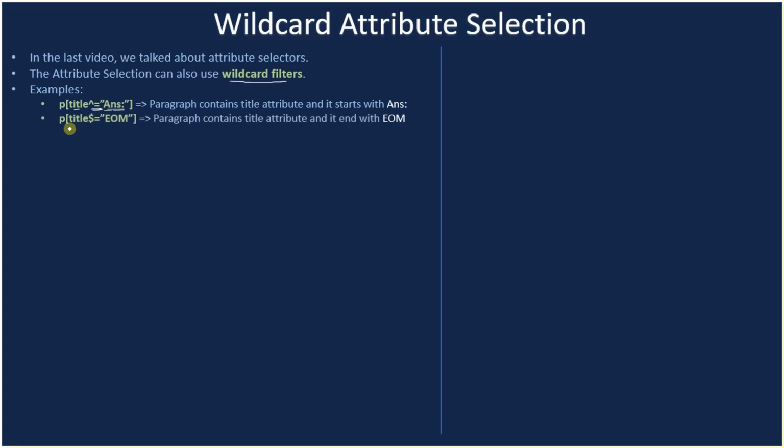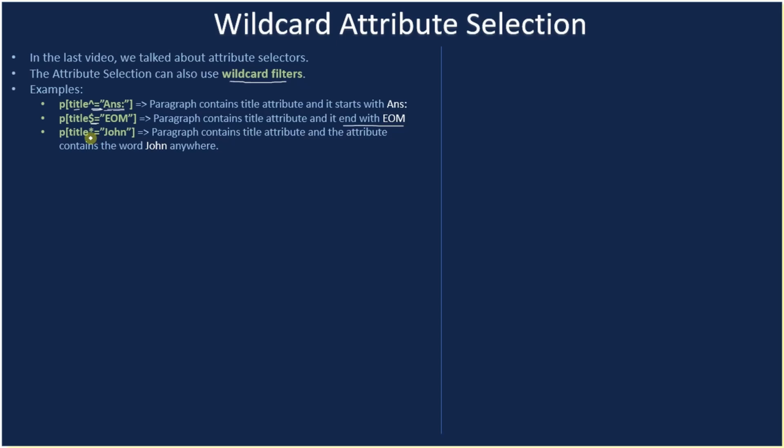The second one, P title, is the same. The HTML element is paragraph, and the paragraph should contain an attribute called title, and here the dollar denotes that the attribute should end with "eom". So caret is for starts with, dollar is to denote ends with.